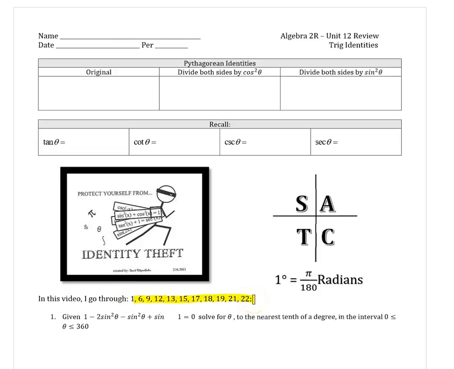I ended up having to make a whole new document to do this video for you guys because obviously it wasn't already spread out. It was on one sheet front and back. So I went through and picked those problems.